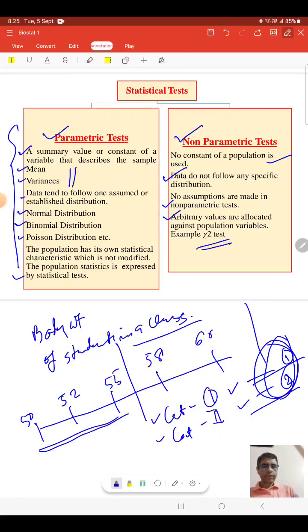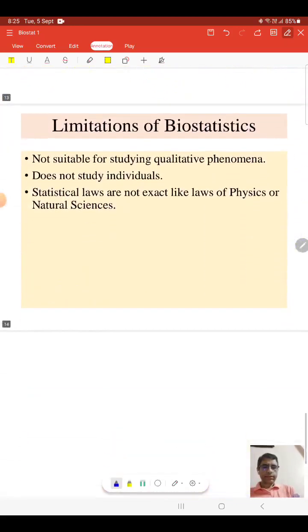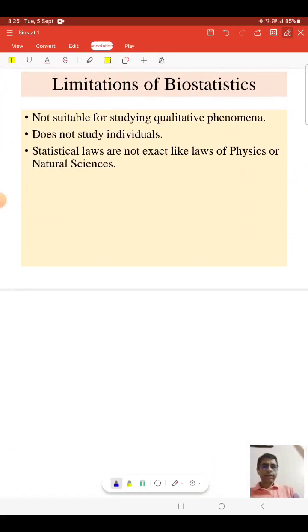So we shall be understanding this in upcoming lectures. So what is the limitation of biostatistics? Just for interest, you can go through this. Not suitable for studying qualitative phenomena. So statistics is very good for quantitative phenomena, quantifying things and expressing in numbers. For qualitative phenomena, it is not very suitable. It does not study individuals, but only studies the observations. Statistical laws are not exact like laws of physics or natural sciences. So these are the limitations of biostatistics.